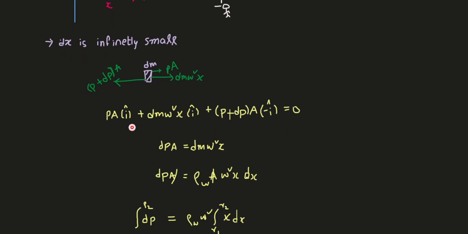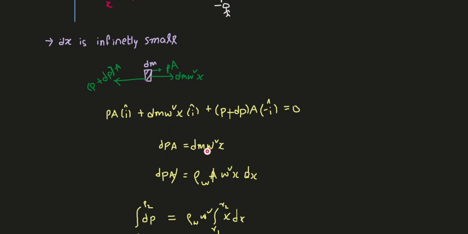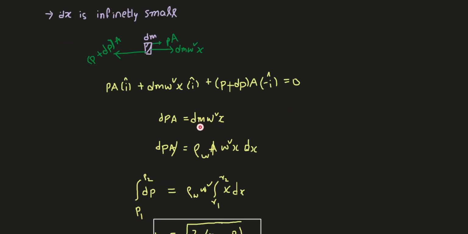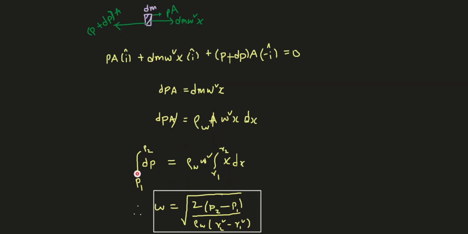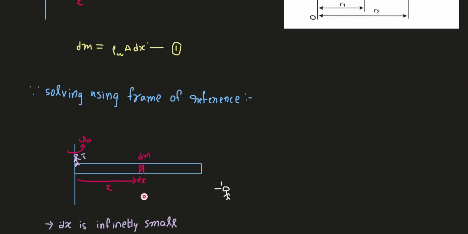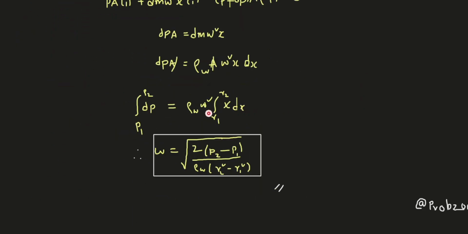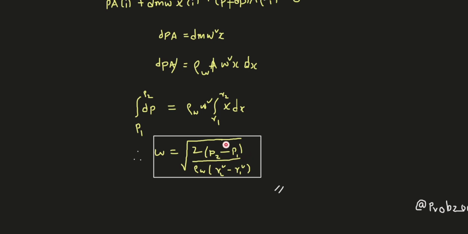After simplifying this, we get dP into A equals dm times omega square x, and in the place of dm we substitute rho w A omega square x dx. The area terms are cancelled here, and we integrate dP from pressure P1 to P2 as given in the question, and x dx from R1 to R2. After solving this, we get omega equals the root of 2 into P2 minus P1 by rho W times R2 square minus R1 square.